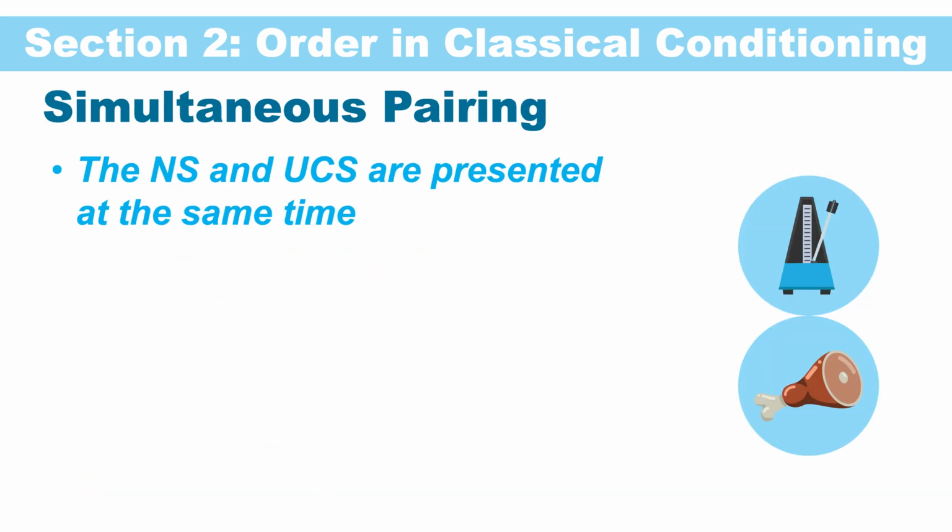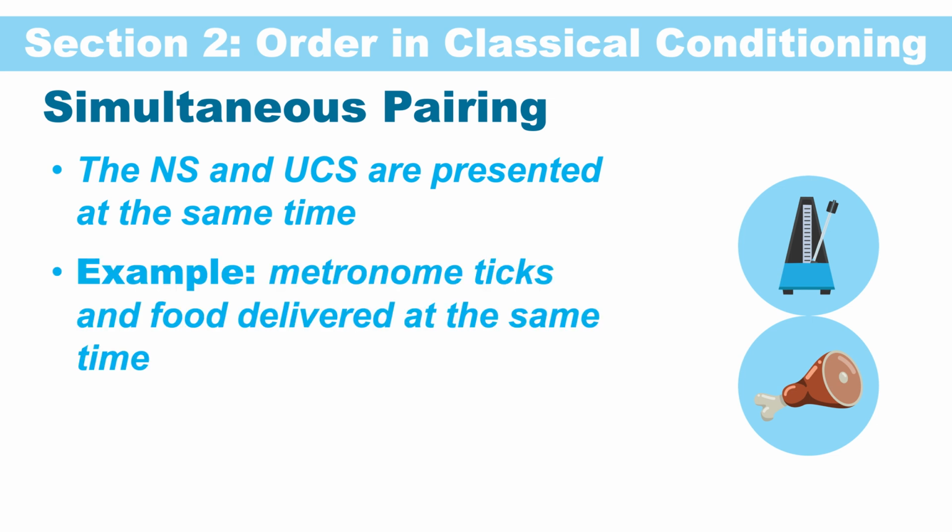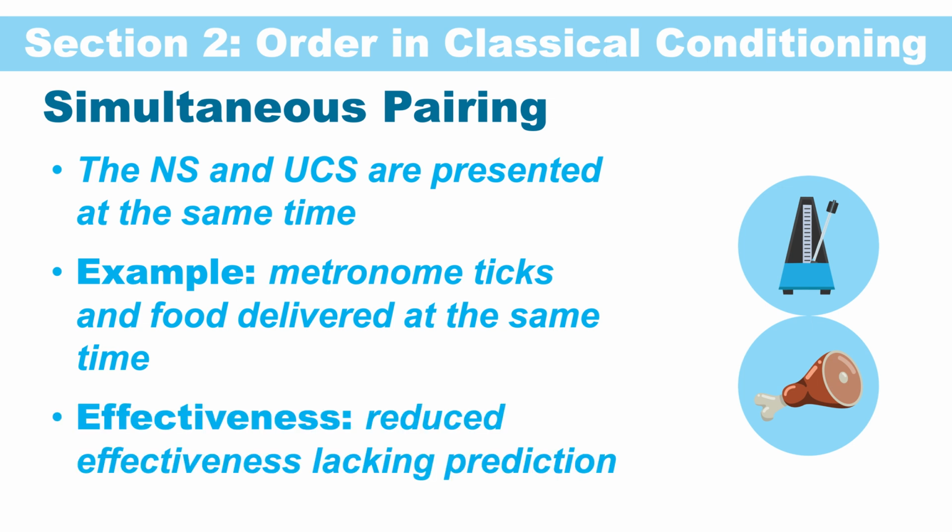In simultaneous pairing, the NS and the UCS are presented at the same time. An example of this would be if the metronome ticked at the exact same moment that food was delivered. In terms of effectiveness, this method isn't that effective because the neutral stimulus doesn't actually predict the UCS, they just coincide at the same time.